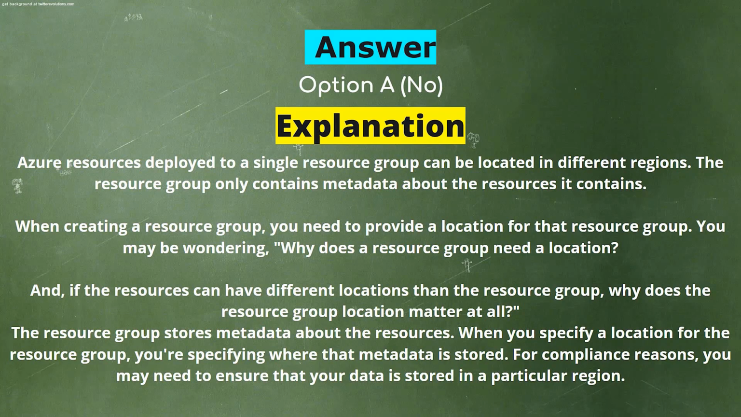When creating a resource group, you need to provide a location for that resource group. You may be wondering, why does a resource group need a location? And if the resources can have different locations than the resource group, why does the resource group location matter at all? The resource group stores metadata about the resources. When you specify a location for the resource group, you are specifying where that metadata is stored. For compliance reasons, you may need to ensure that your data is stored in a particular region.